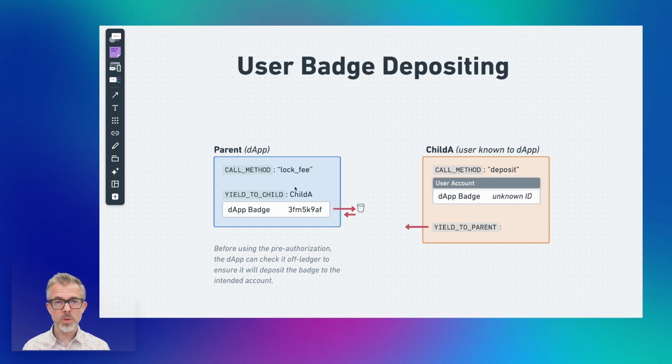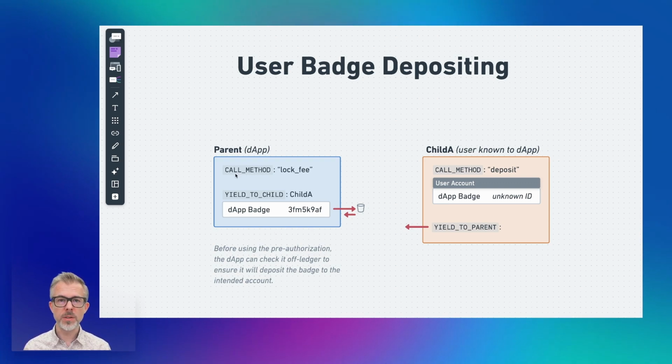Now your dApp system off ledger can look at that and say, okay, I can see that the user has signed a pre-authorization, which is depositing the badge to the correct account. So for example, if that user logged in with a persona to your dApp front end and they shared an account with you, and maybe they even provided a ROLA proof that they are the owner of that account, now your off-ledger system goes, cool, I know who you are, I know what account you own, I want to put a user badge in that account. Well, you can build this subintent, build this pre-authorization, and you can make sure that pre-authorization when it's signed actually does the thing you want. It goes to the correct account.